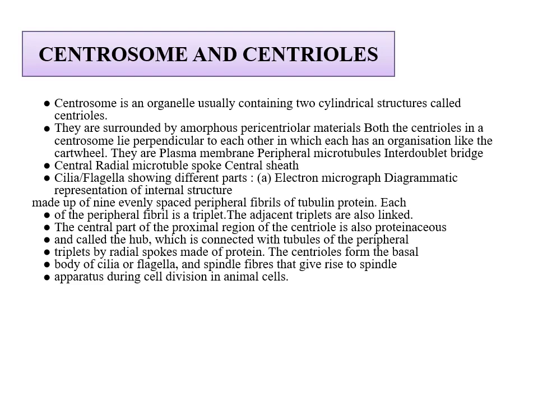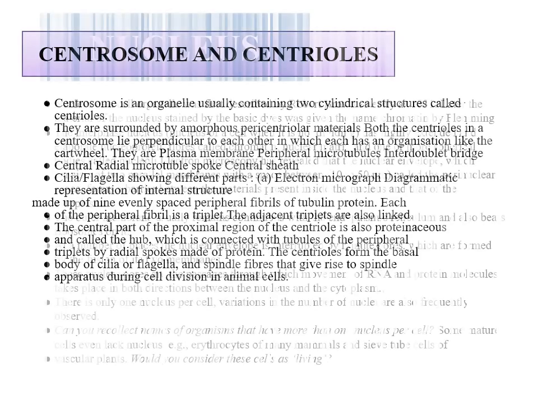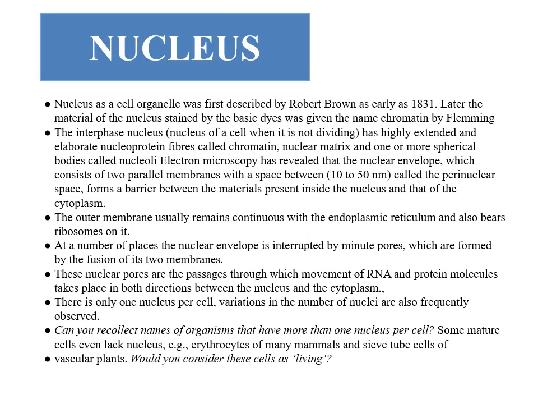The centrioles form the basal body of cilia or flagella, and spindle fibers that give rise to the spindle apparatus during cell division in animal cells. Next topic is nucleus. Nucleus as a cell organelle was first described by Robert Brown as early as 1831.